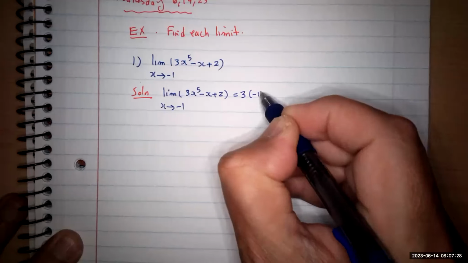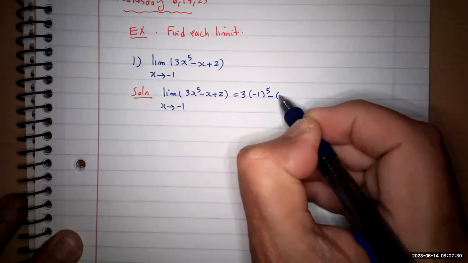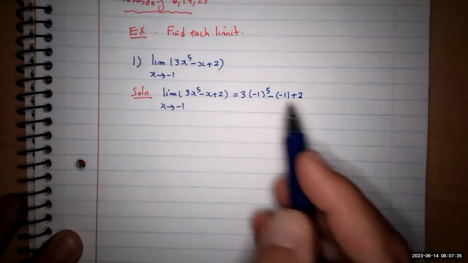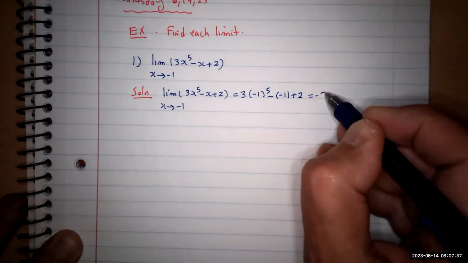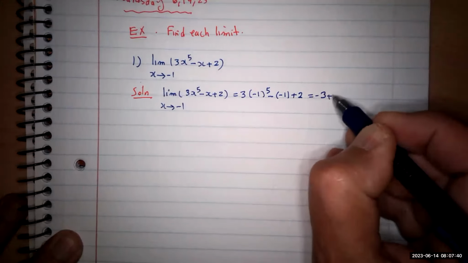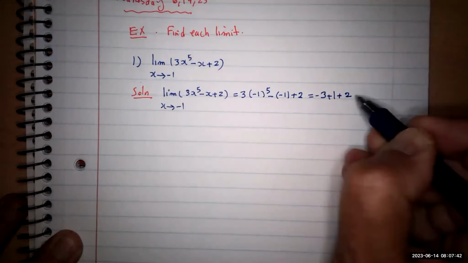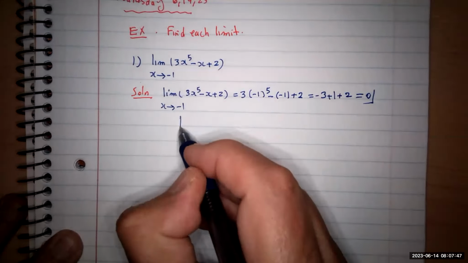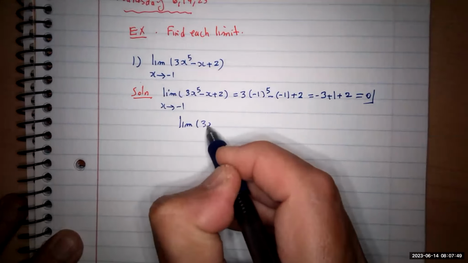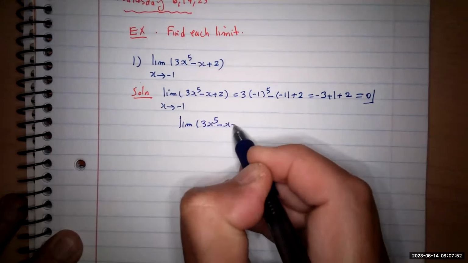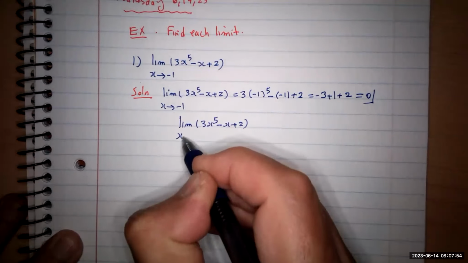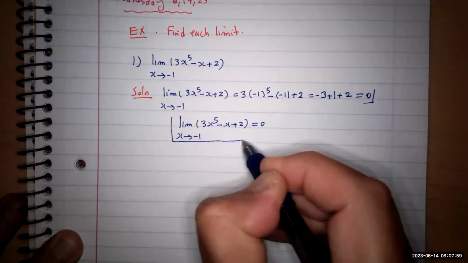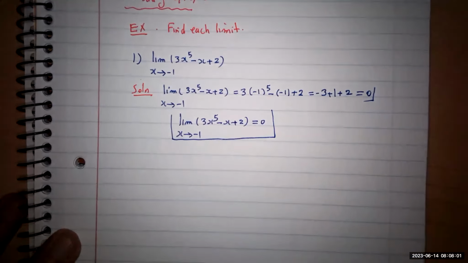3 times -1 to the 5th minus -1 plus 2. -1 to the 5th would be -1, times 3 would be -3. Double negative makes it positive, and the positive 2. So the result would be 0. The limit of 3x to the 5th minus x plus 2 as x goes to -1 is equal to 0, and we are done. That's type 1.